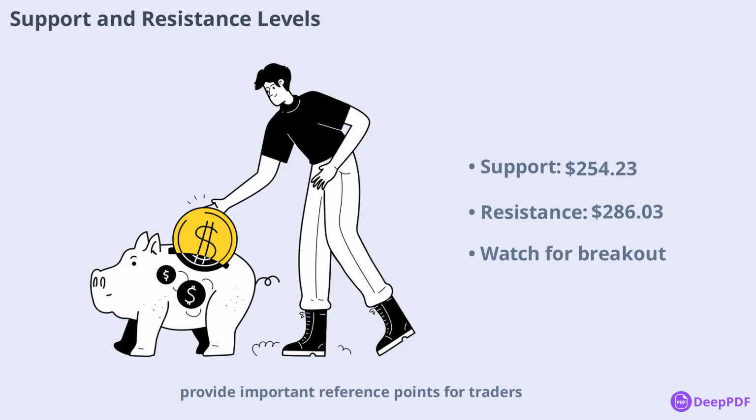Key support and resistance levels provide important reference points for traders. The nearest support is at $254.23, while resistance is at $286.03. The current price sits just below resistance, suggesting that a breakout above $286 could trigger further upside. Conversely, a drop below support may signal a short-term pullback. Pivot points and these levels should be monitored closely for potential trading opportunities.